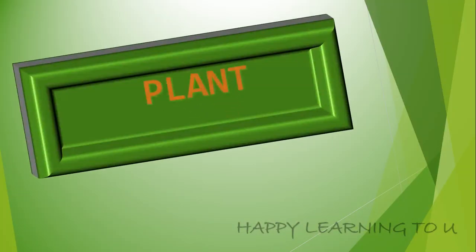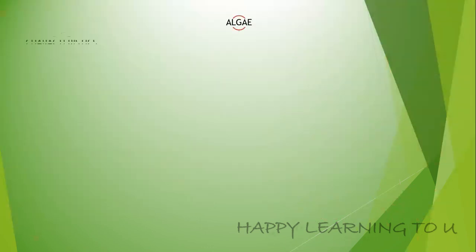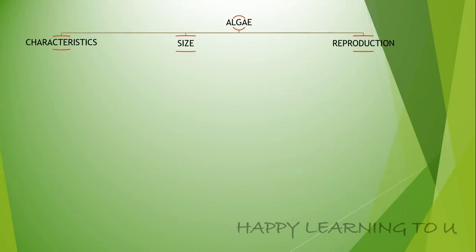Today let's continue with the plant kingdom, under this the topic of algae, and I've divided it into two parts. In this part I will discuss the characteristics of algae and its classification, and the next part will be on the comparison between the types of algae. So for algae we will discuss the characteristics, size and reproduction.